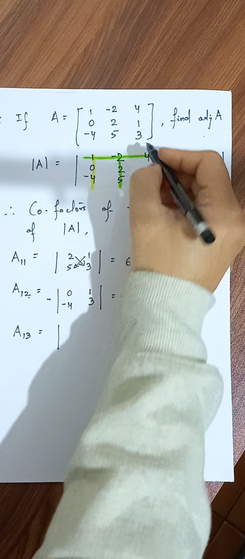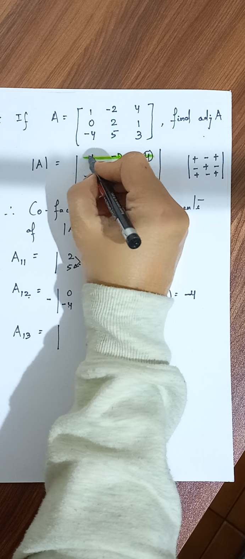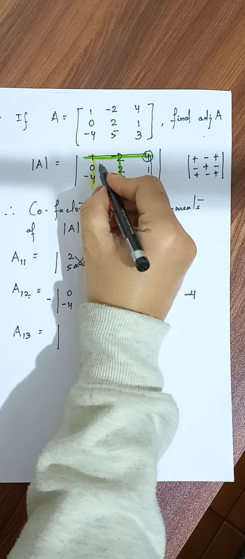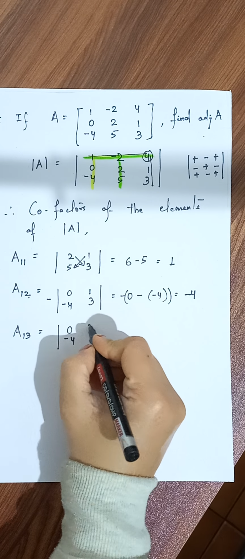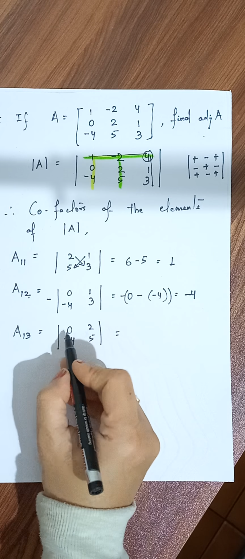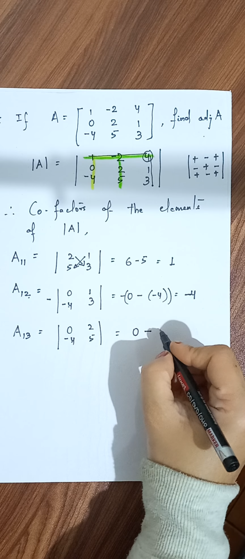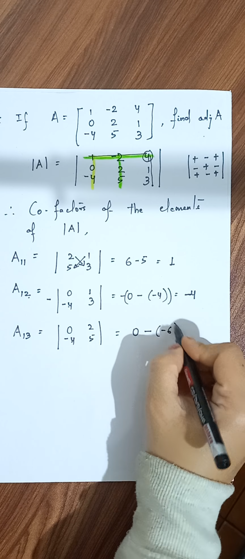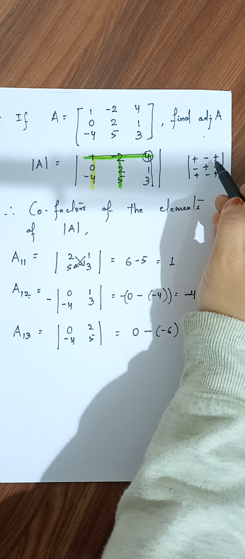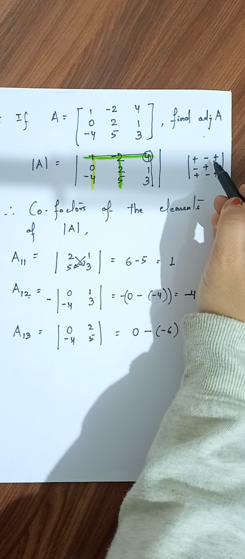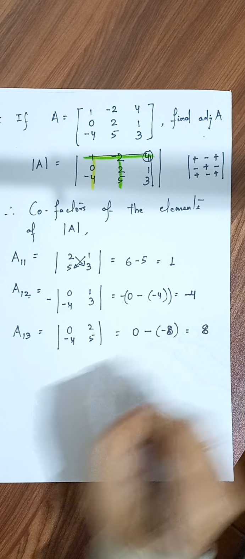In the very same way, if we are talking about A13, that means this element. So this element is the intersection of these two parts. So we are left with this section. Okay, so we write the values here: 0, -4, 2 and 5, and again cross multiply. 0 into 5, that will be 0, minus sign, and -4 into 2, that is -8. So it will be 8, and the value is positive here. So yes, the A13 value will be, oh sorry, 4 2s are 8, really sorry. So it will be 8 here.